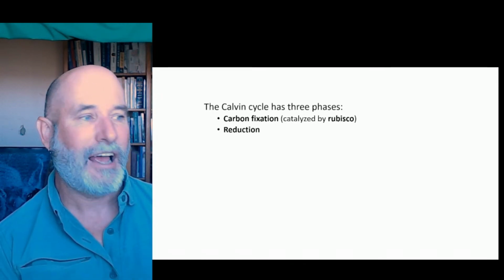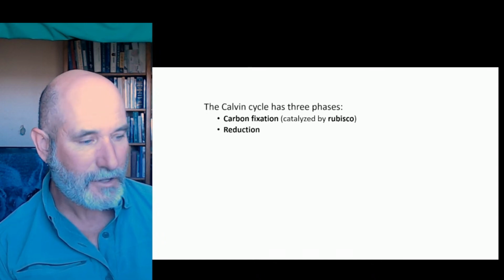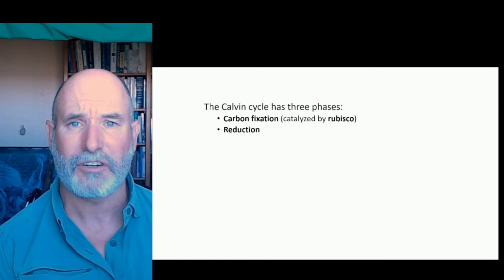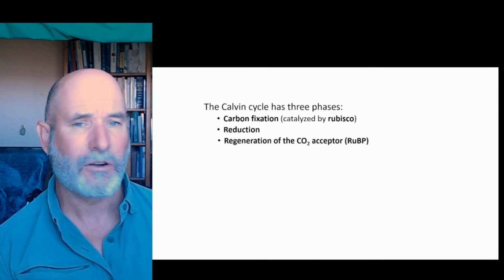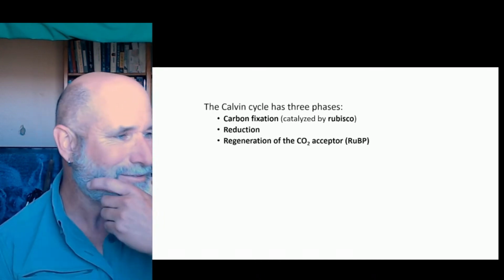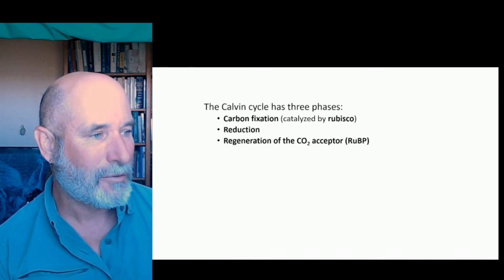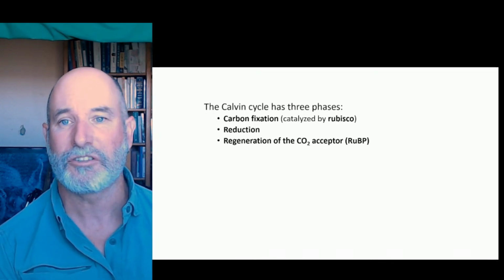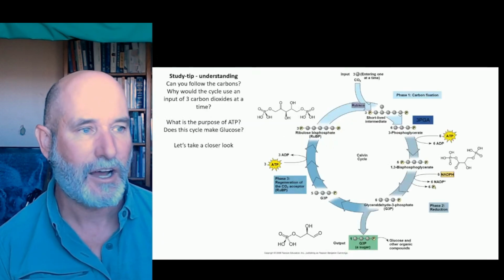The next stage after fixation is reduction. That's where we're going to start reducing those carbons by adding electrons and hydrogens to them. And then the regeneration of the carbon dioxide acceptor, RuBP, which is the ribulose bisphosphate.